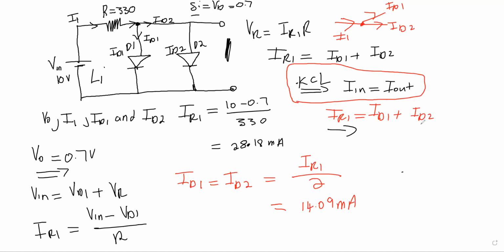It's IR1. Then what's the current that is leaving? Meaning the sum of them equals what? IR1. So we simply divide IR1 by 2. So the current is going to flow in these three directions. So we answered V out, I1, ID1, ID2.